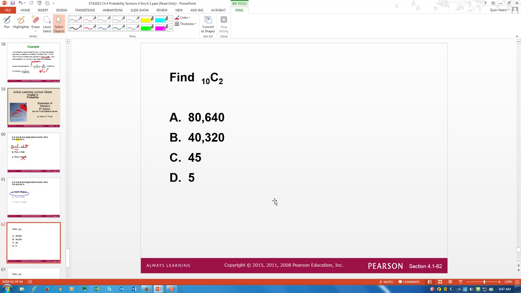Yeah, but first, before you type that, type 10. Then PRB for probability. Oh, yeah, and you arrow over. Anybody else having trouble finding the nCr or nPr or factorial? You have to remember those three are all in the same place, the PRB. Okay, so what'd you get? 45.